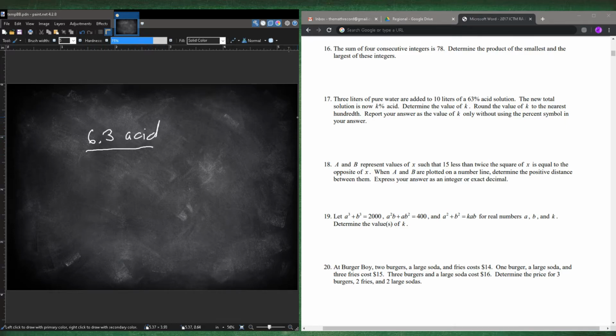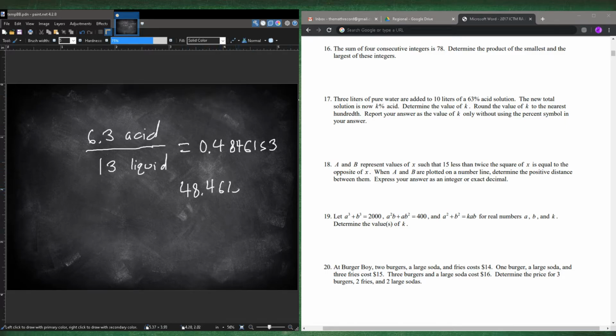divided by how many liters are there? Well, there's 10 here and there's 3 here. So that's a total of 13 liters of liquid. Okay. So what does that simplify to? Using your calculator, 6.3 divided by 13, you get 0.4846153, etc. Right? Since it's percentage, we have to multiply by 100.